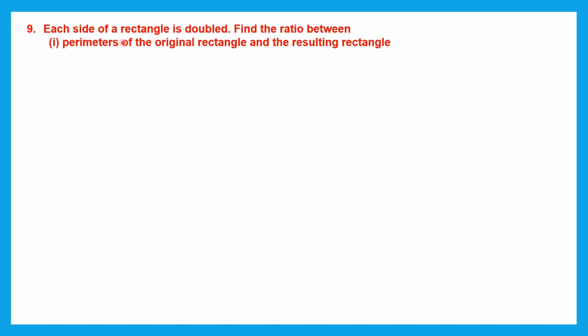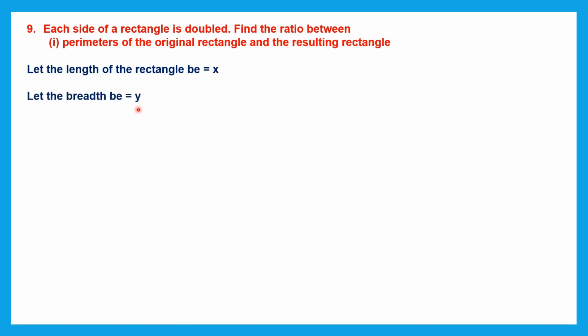Question 9. Each side of a rectangle is doubled. Find the ratio between, first, the perimeters of the original rectangle and the resulting rectangle. So we have an original rectangle and the resulting one is one in which each side of the original rectangle is doubled. So let's consider the length of the original rectangle to be x. So let the breadth be y.